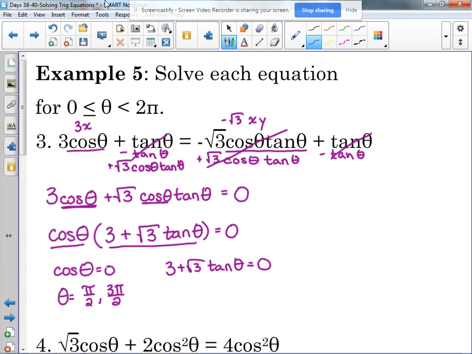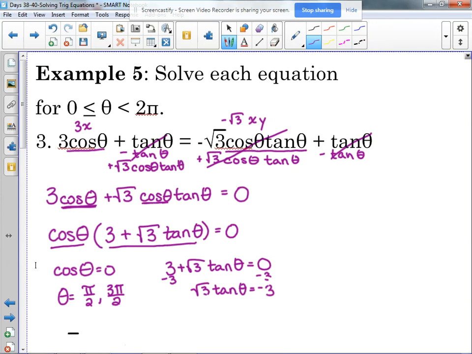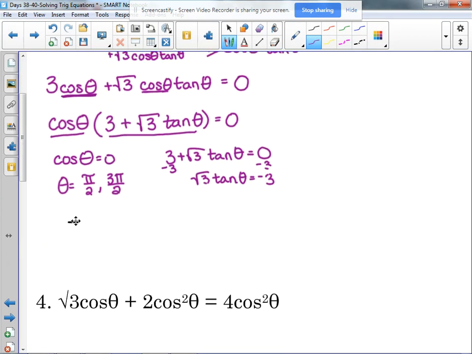Okay, now this other one, we got to do a little work. We've got to get our tangent by itself. It was not isolated like the cosine was. So we begin by subtracting 3. Then we'll divide by the square root of 3. We don't leave square roots in the denominator, so we rationalize that. So that's going to be negative 3 square roots of 3 over 3, and the 3's cancel, so that's equal to the negative square root of 3.